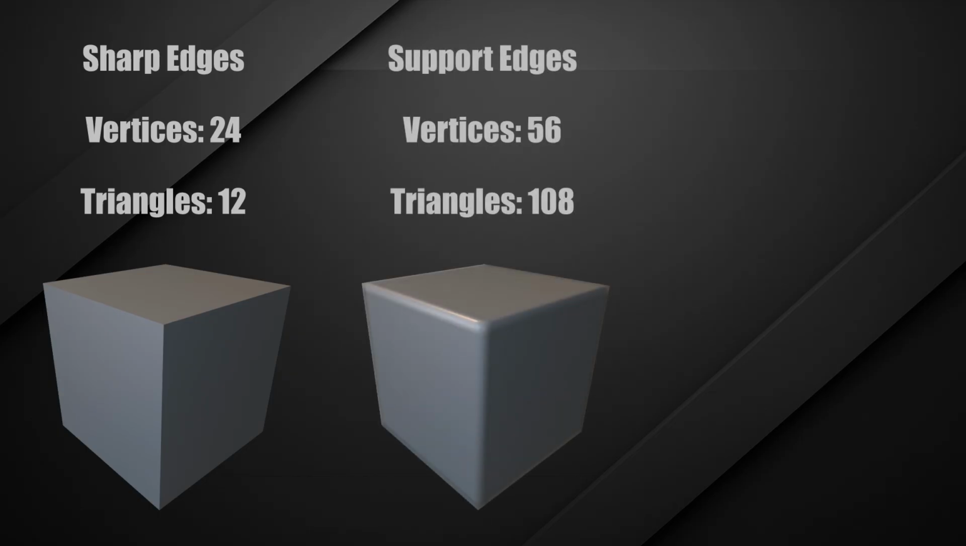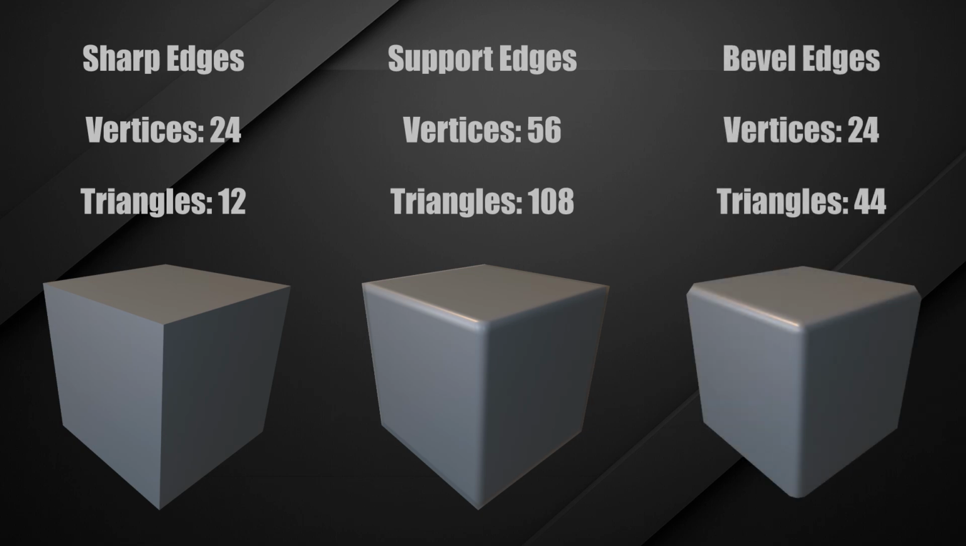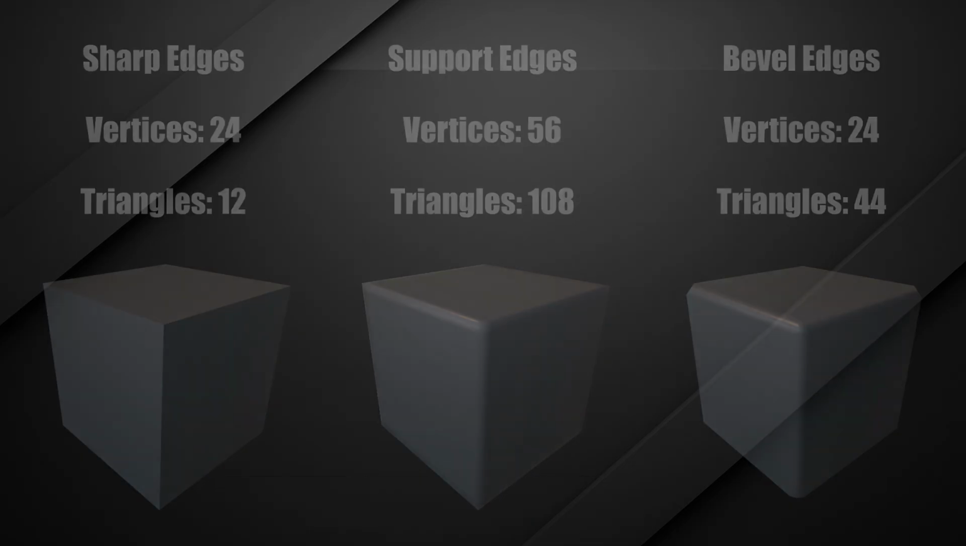Next, we have the smooth cube with support edges. While the shading is much better, the silhouette remains sharp. However, the density has jumped significantly, up to 56 vertices and 108 triangles. Finally, the beveled cube. Here, we get the best of both worlds: clean shading and a rounded silhouette. Interestingly, it only uses 24 vertices and 44 triangles.